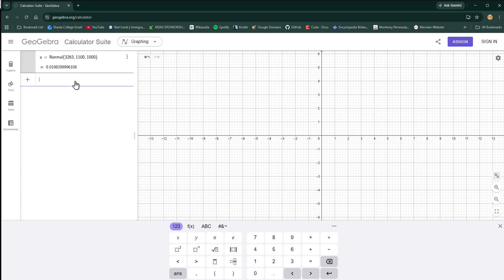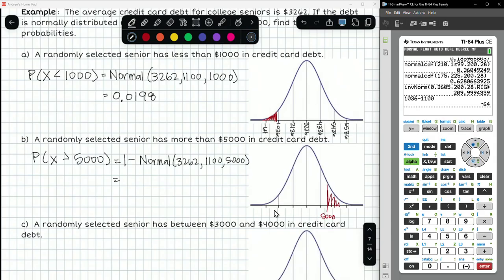So in GeoGebra, oh my gosh, I just hit all that. So here's my picture. Sorry about that. I'm a little brain dead. X is greater than 5,000. 1 minus the normal, because we want the area here, and the calculator is finding the area here. And I know together they make up an area of 1.